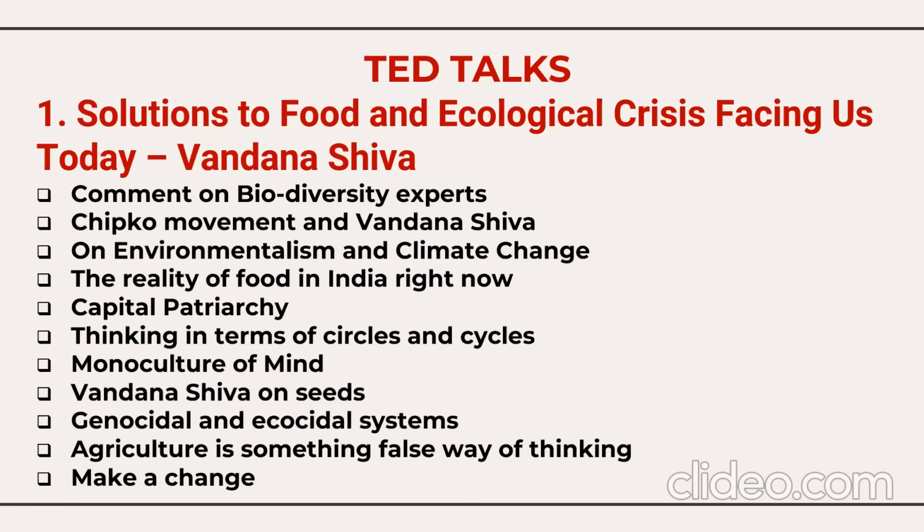And in this TED Talk, she talks about biodiversity, she talks about the Chipko movement, she talks about environmentalism and climate change. She says what is the reality of food in India, then capital patriarchy, then circles and cycles, monocultures of mind. She talks about seeds, she talks about genocidal and ecocidal system, and she also says that agriculture is a false way of thinking. And finally, she says that we need to make a change.